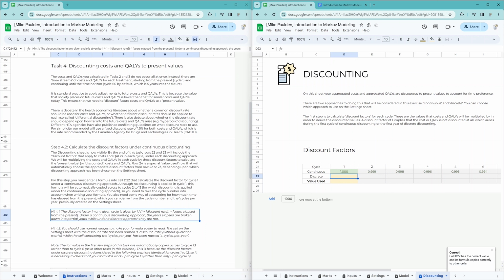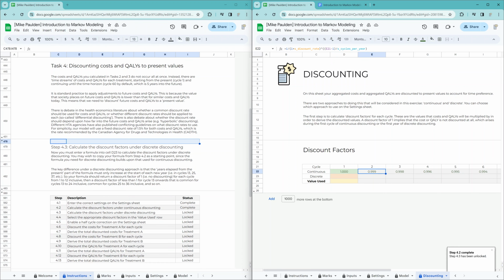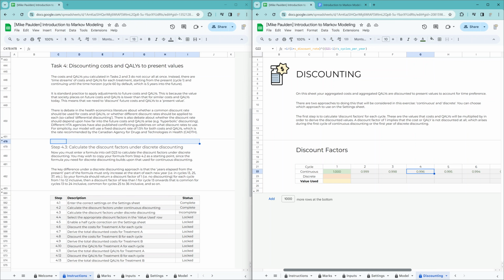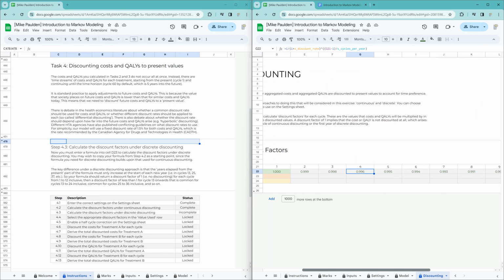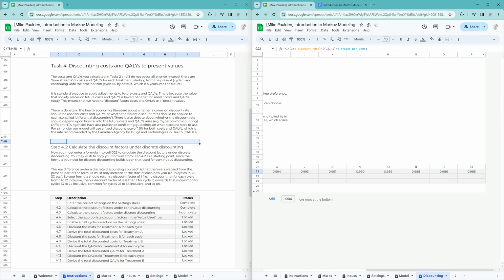Okay, so you can see that the discount factor is 1 in the first cycle, but then very slightly less in cycle 2, and then a bit less than that in cycle 3, and so on. And for this particular task, we are not just going over 6 cycles as we usually do. We are copying this formula out to 13. And the reason we do that is 13 takes us into year 2.